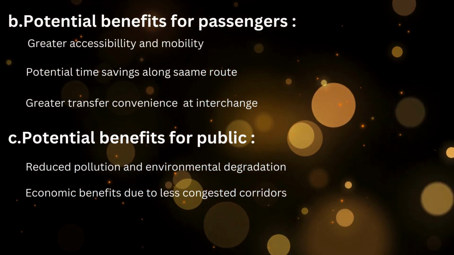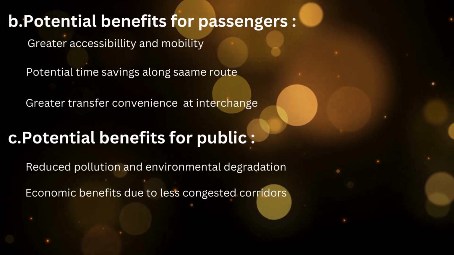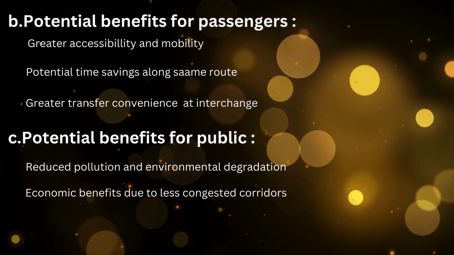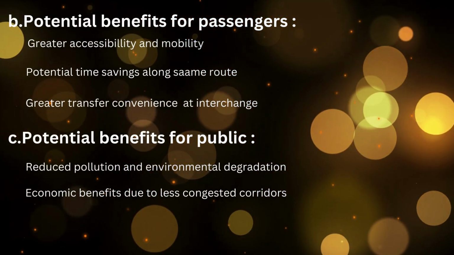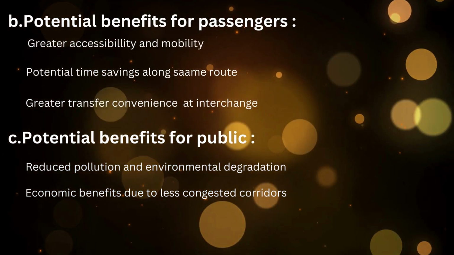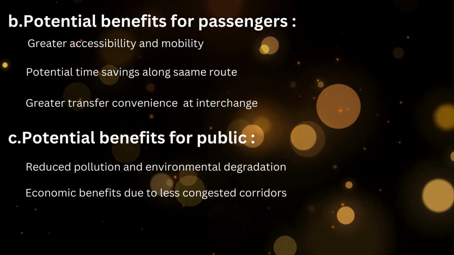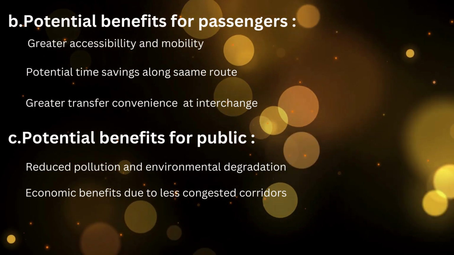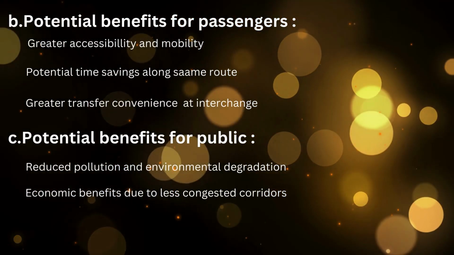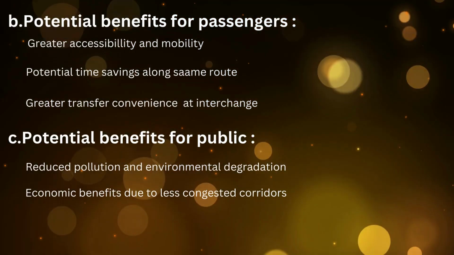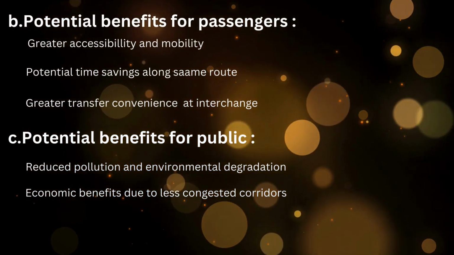B. Potential benefits for passengers: greater accessibility and mobility, potential time savings along the same route. Third one, greater transfer convenience at interchange. C part is potential benefits for the public: reduced pollution and environmental degradation. Second point is economic benefits due to less congested corridors.